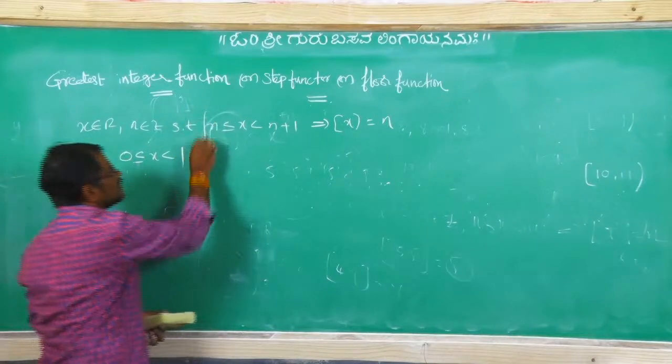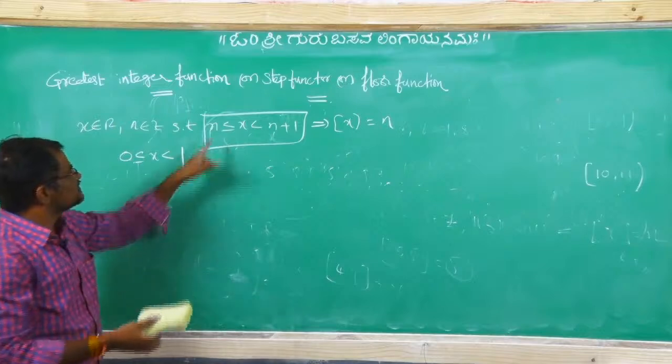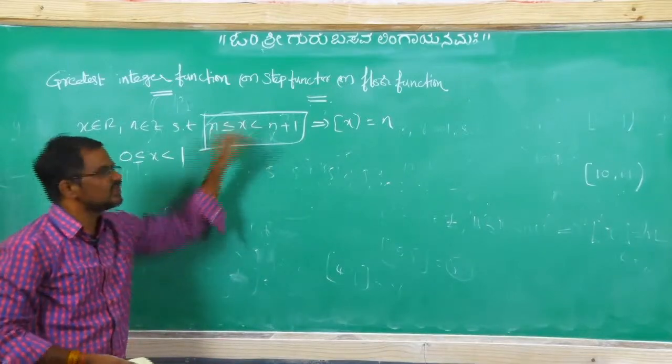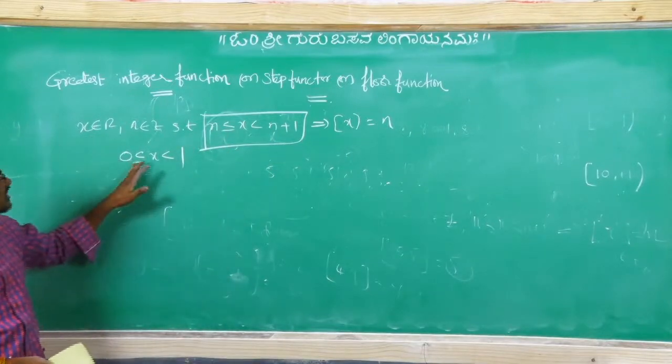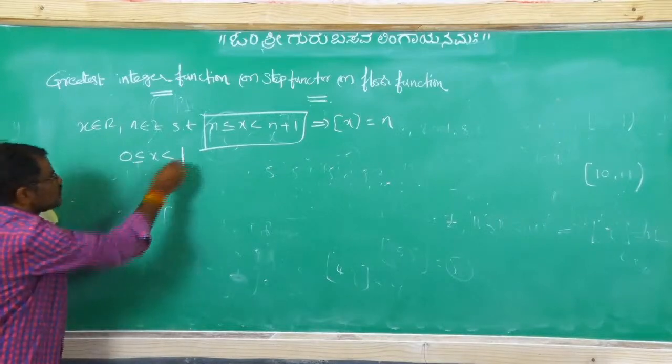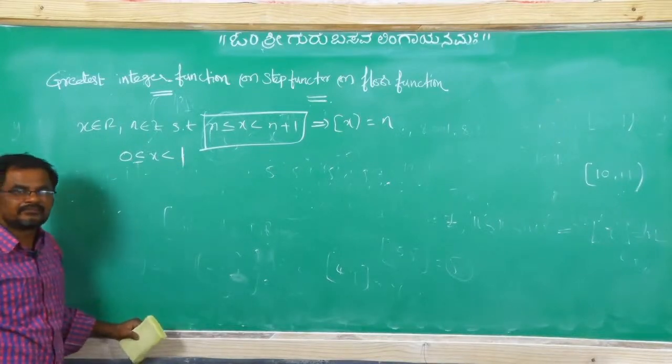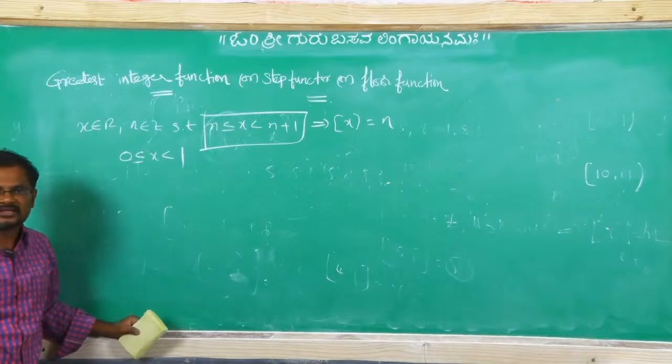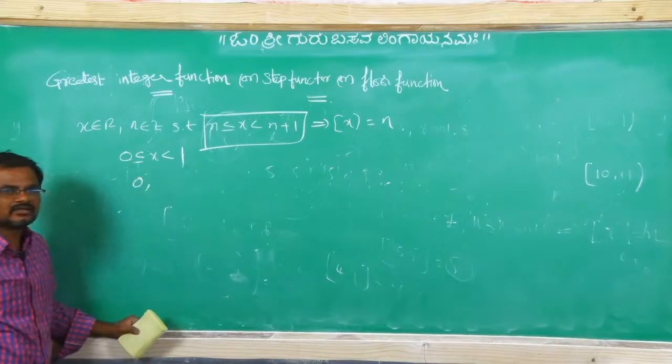What is the condition of this one? Here n is there, means here n plus 1 is there. Here equal is not there. Here 0 is there, means here 0 plus 1, 1 only, or not? Now in between 0 to 1, how many real numbers are there? Infinitely many.